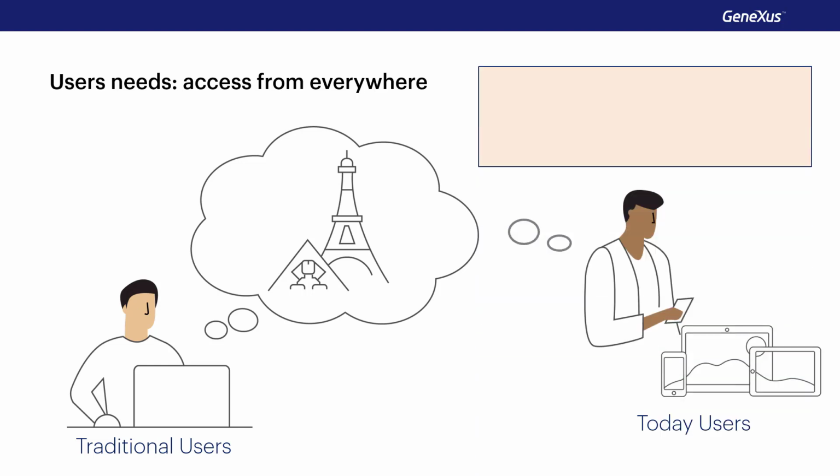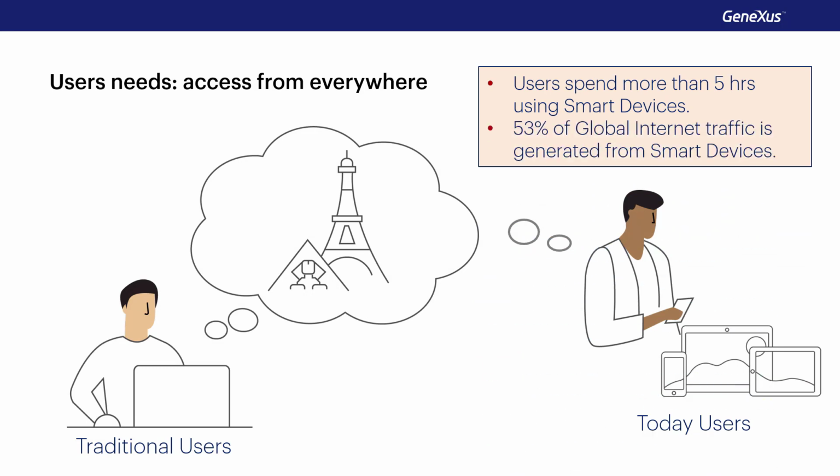According to publications, it's estimated that users spend more than 5 hours using their mobile devices, and more than 53% of global internet traffic is currently generated from these devices. However, why do we need an application for smart devices if we already have a web app that users can access from their devices because it's also responsive?